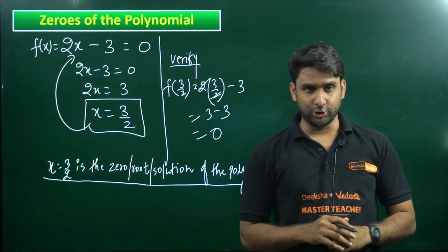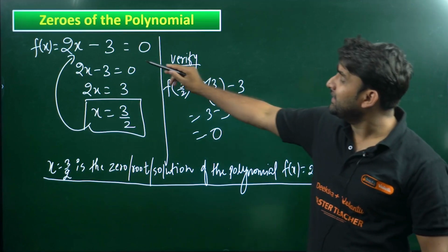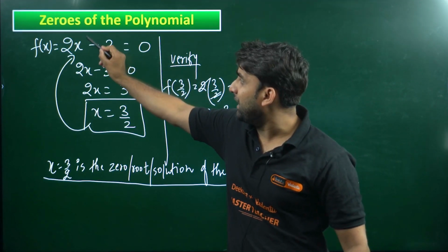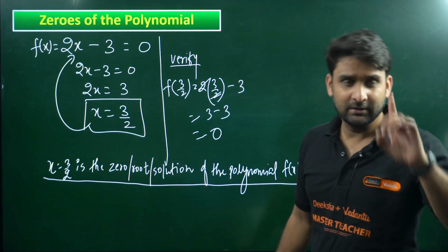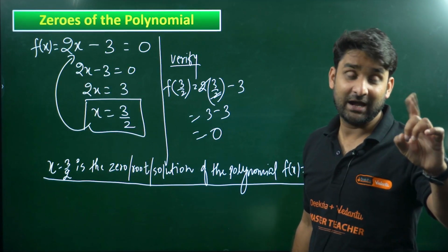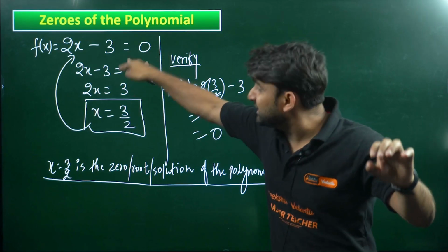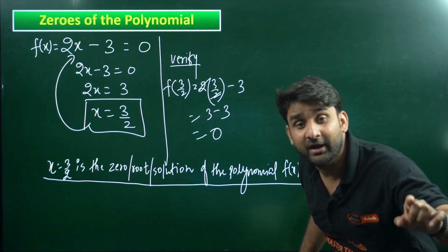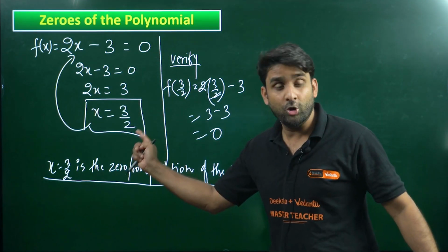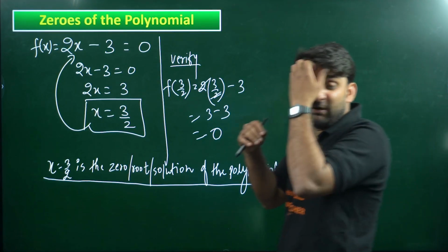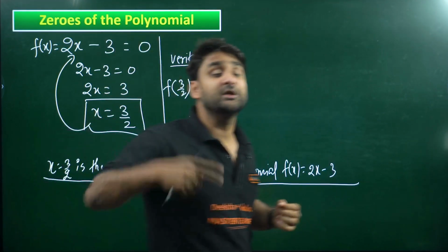Now here in the example that I gave to you, what is the power of variable? The power of variable is 1. This is a linear polynomial, and as this is a linear polynomial, that is the reason why you have only one root, only one solution. So the degree, the highest power, decides the number of roots of the polynomial.